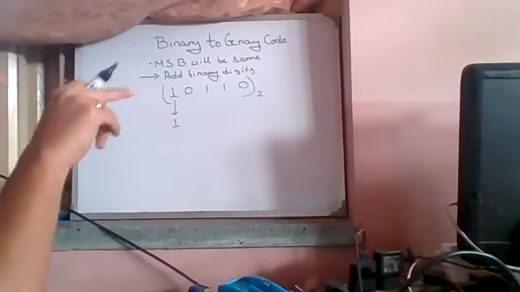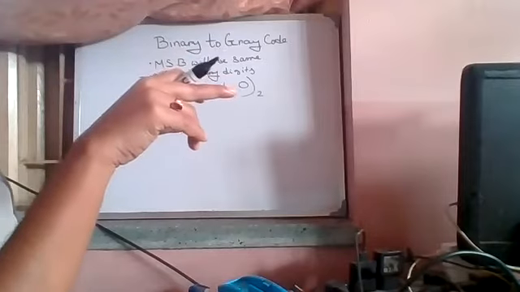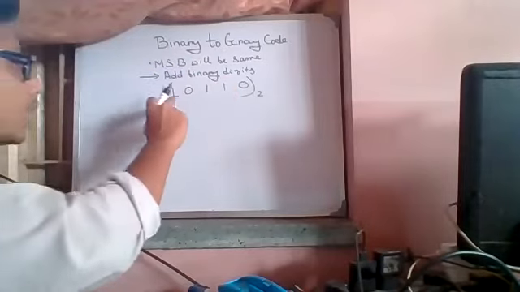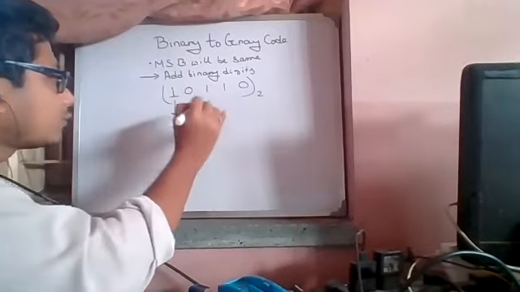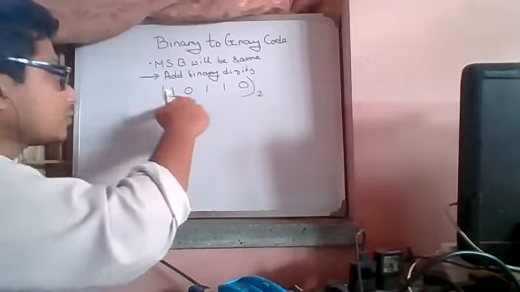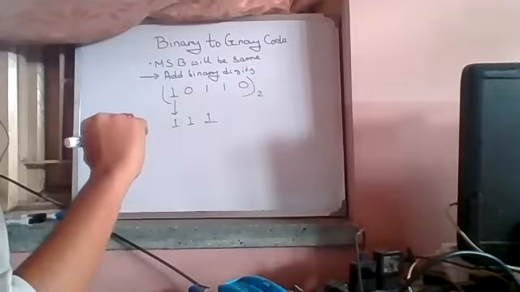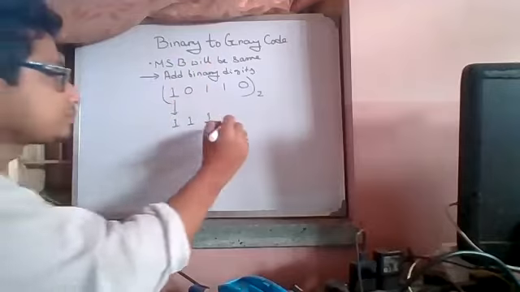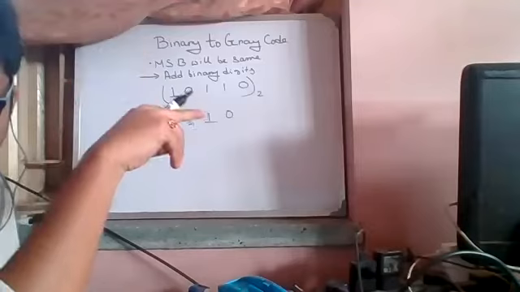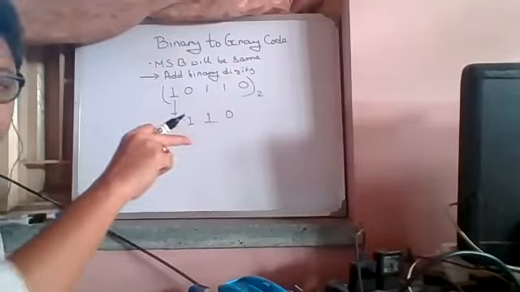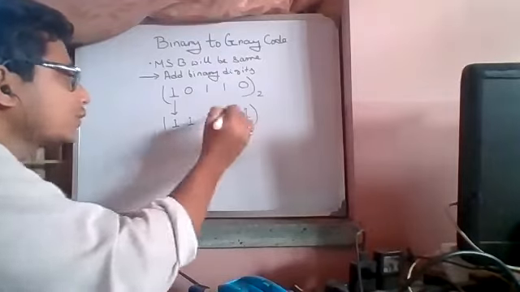Now I have said going left to right, add each pair of binary digits to get the next gray code digit. So 1 plus 0 is what? 1. 0 plus 1 is what? 1. 1 plus 1 is what? 0. And 1 and 0 is what? Again 1. So this is the equivalent gray code number.